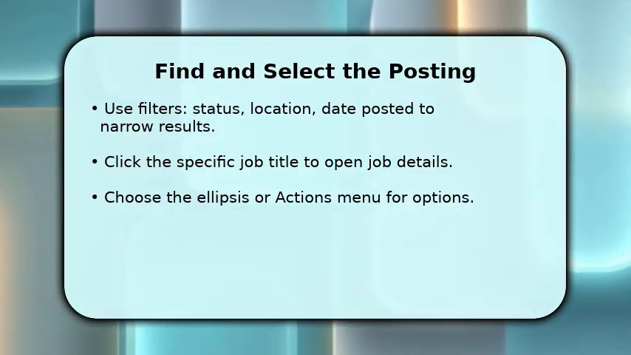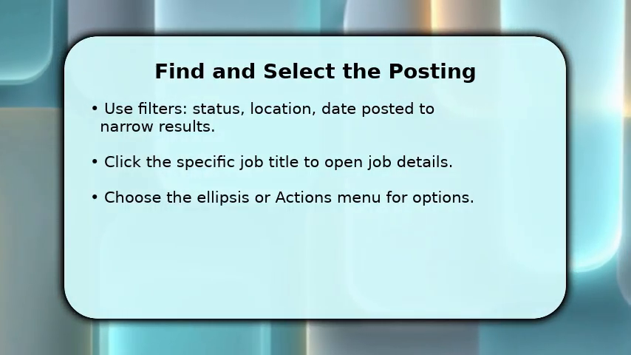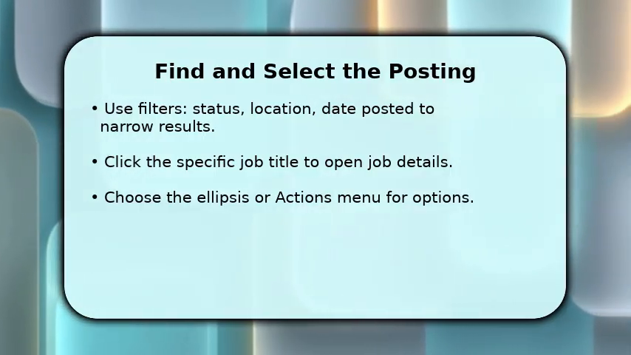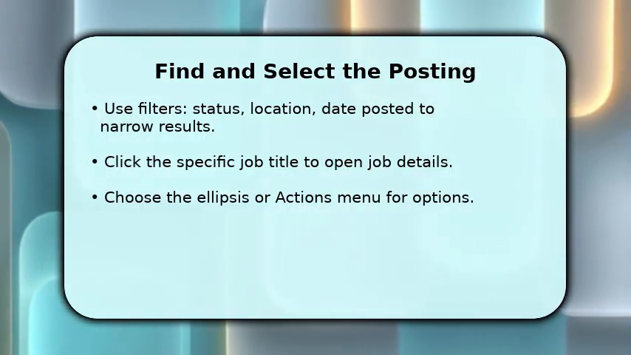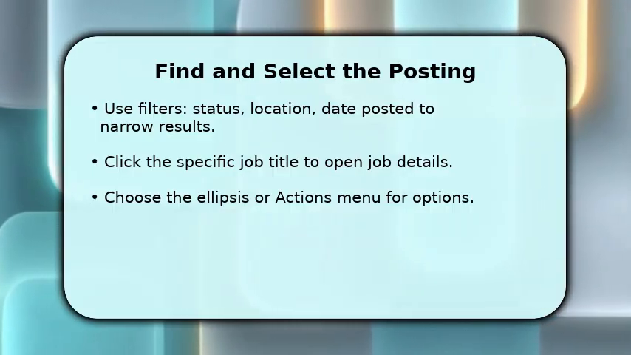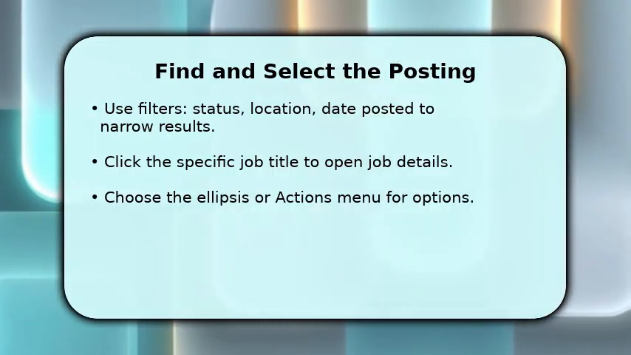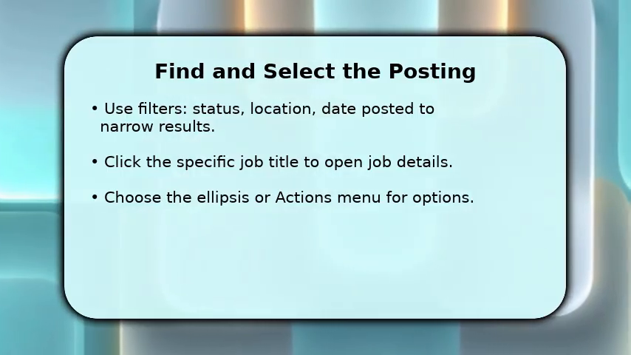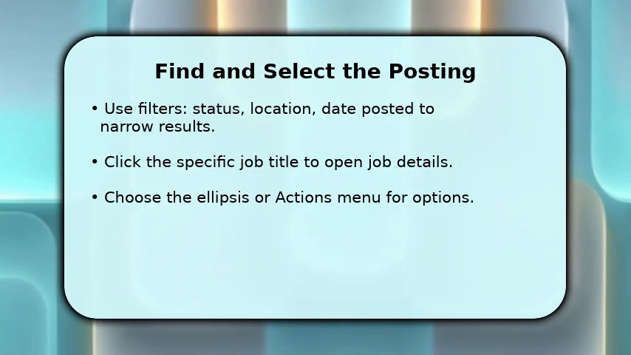Click the job title to open its detail view, where you review applicants and posting settings, confirm it's the correct ad. Then open the Actions menu or click the three-dot ellipsis. That menu contains remove or close options. If you're unsure, check applicant counts before proceeding, because deletion may affect application tracking.